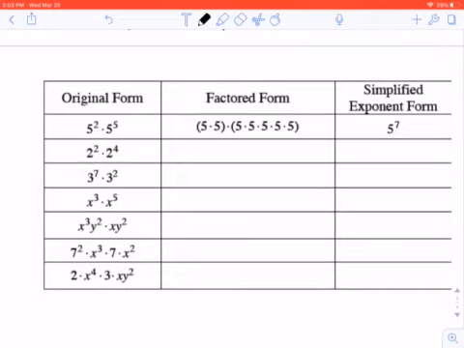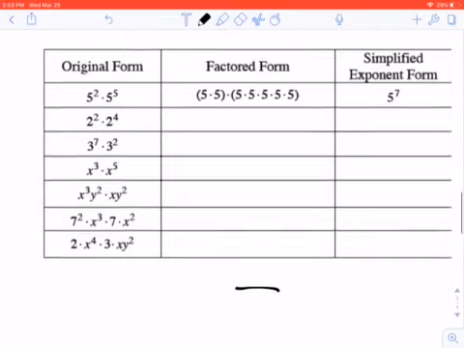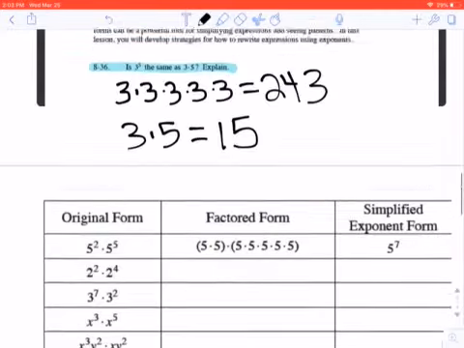Please complete the table on your own, and then when you are done, you are going to turn this assignment in. That's the end of the lesson for today.